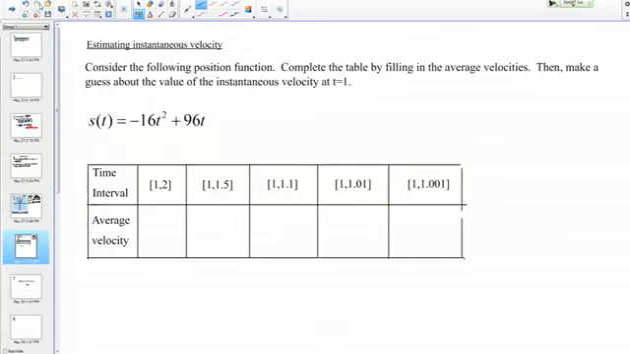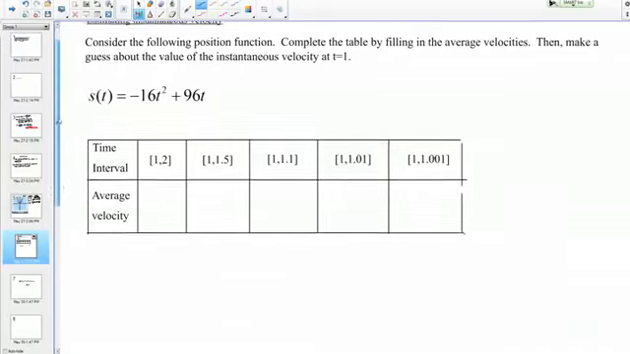So our position function here is given by s of t, and that's negative 16t squared plus 96t. And if we look down at this table we're given, we see that in the top row we have different time intervals. If you look at those time intervals, you'll see that they're getting smaller and smaller. They're getting tighter around the point time equals 1. And in the second row we have blanks to fill in the average velocity for each of those time intervals. So let's start by calculating those average velocities and filling them into the table.